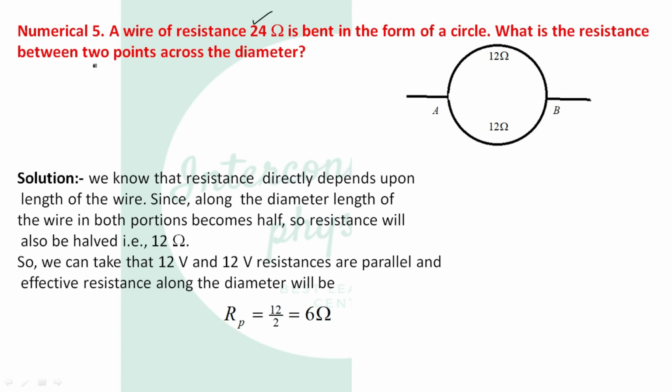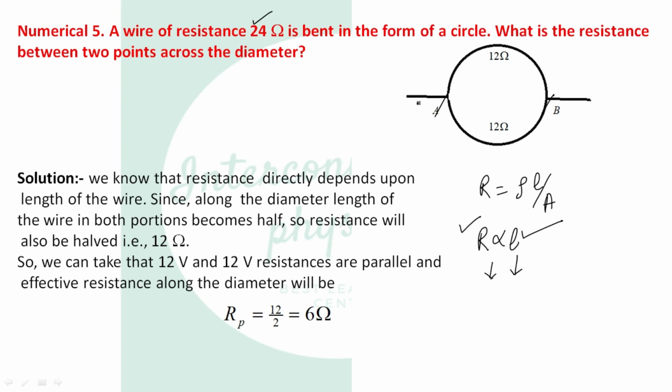What is the resistance between the points across the diameter? Here and here, we have to calculate the resistance between A and B, that is, across the diameter. Now we know that resistance is rho L over A. That means if rho is constant and area of cross section is constant, then R is directly proportional to L. If L increases, R increases. If L decreases, R will decrease.